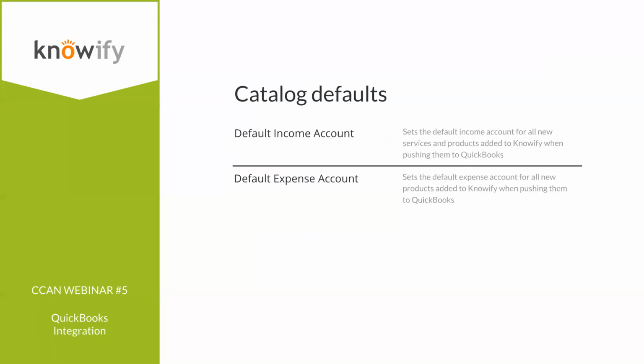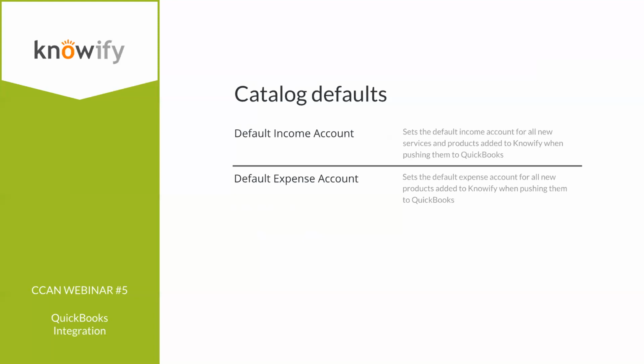The last page in your mapping part of Knowify to QuickBooks is what we call catalog defaults. These are actually coming in right from QuickBooks. It's your default income and expense account set for every product and or service. Anytime you make an update to an individual product or service in your Knowify account, it will make the update in QuickBooks. Again, these products and services are bidirectional, so you can always update in QuickBooks.